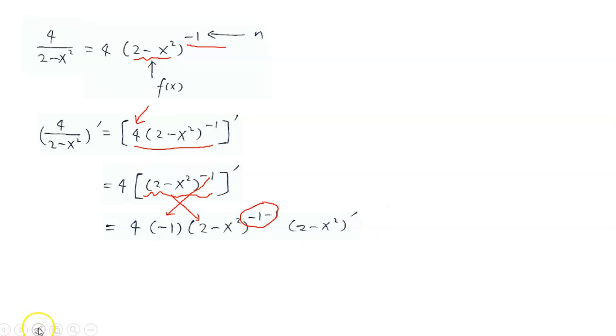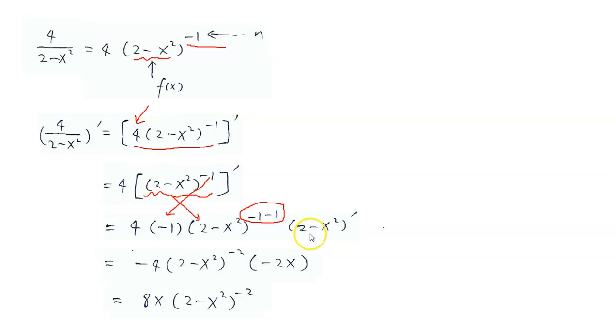Okay? And after that, the derivative of 2 minus x squared is -2x. So here 4 times -1 give us -4. So -4 times -2x, positive 8x. And that is the final answer. 8x times (2 minus x squared) to the power of -2.